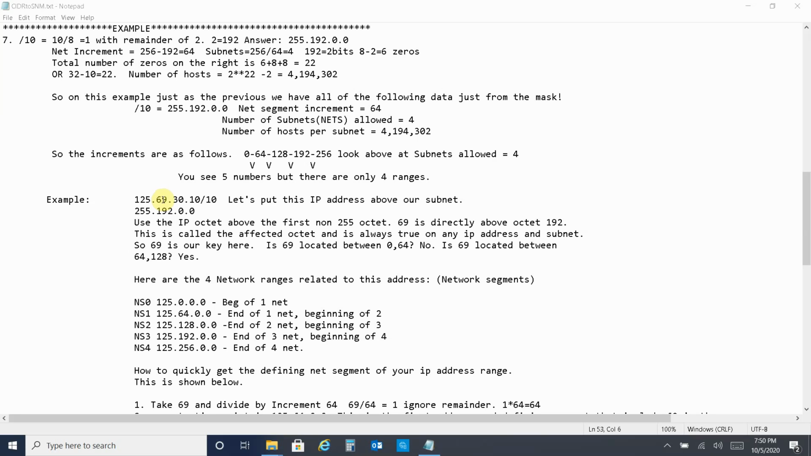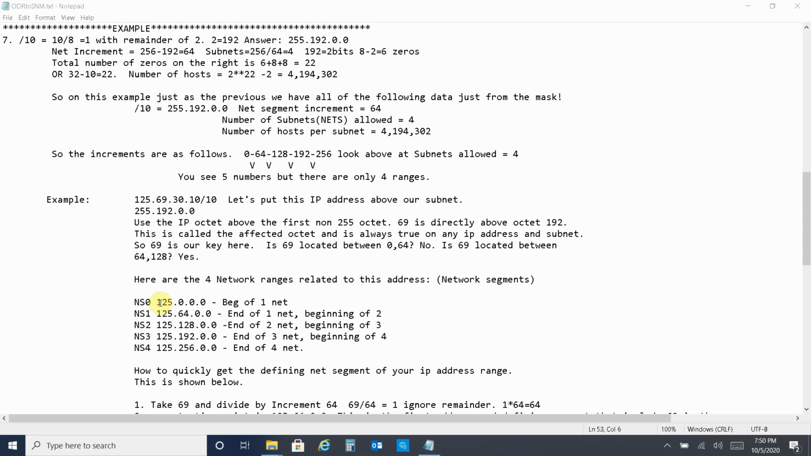There's no tables here or charts. And this kind of explains this. I'm going to try to get through this here. 69 is key here. All right? So is 69 located between 0 and 64? No, it's not. Okay. Is 69 located between 64 and 128? Yes, it is. Here are the 4 network ranges related to this address. Remember, we start with zeros.